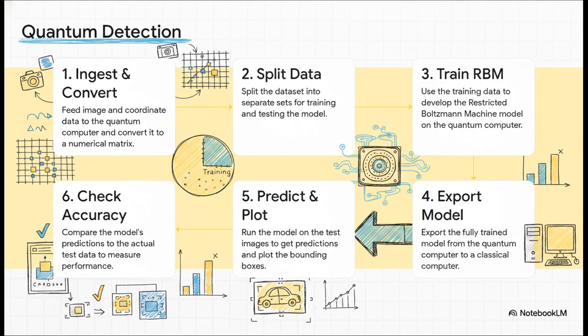Fifth, you let it loose. You use the model to make predictions on your test images and plot the results. And finally, step 6, you check your work, see how accurate the predictions were compared to reality.